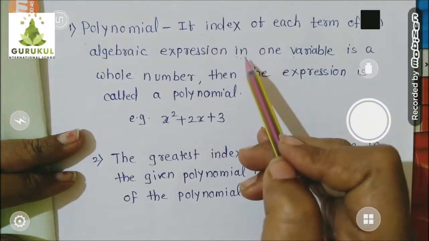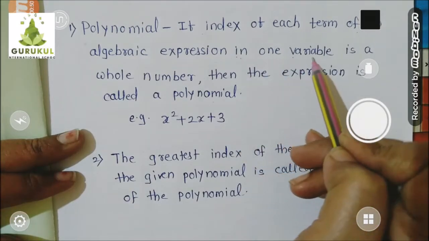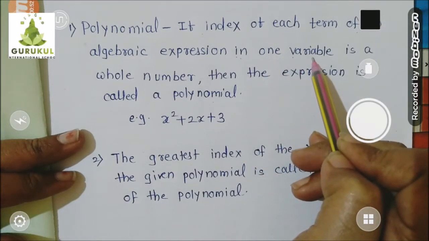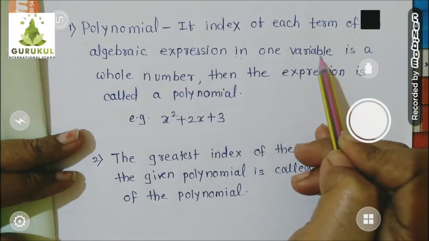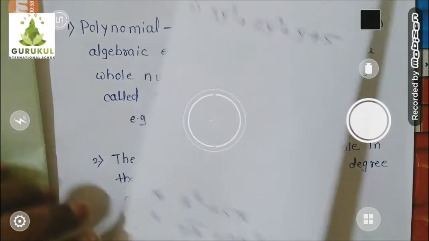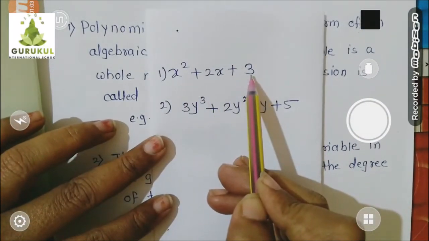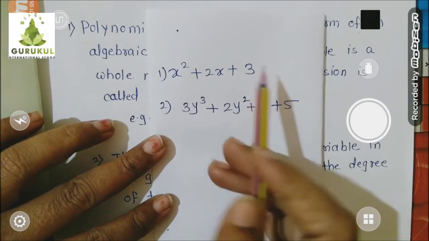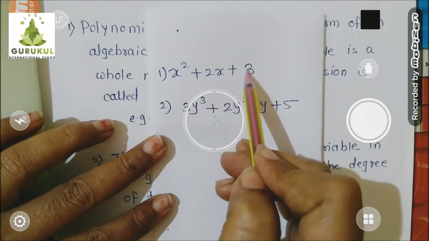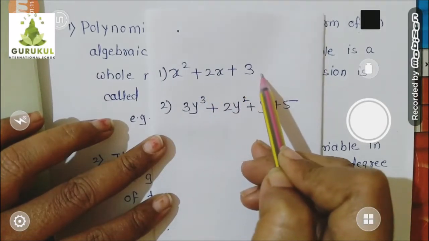First of all, if you see clearly, it is in one variable. They are talking about such an expression which is in one variable. What do you mean by that? For example, as you can see, this is one expression which contains only one variable. This is an expression containing three terms. This is first term, second term, third term.